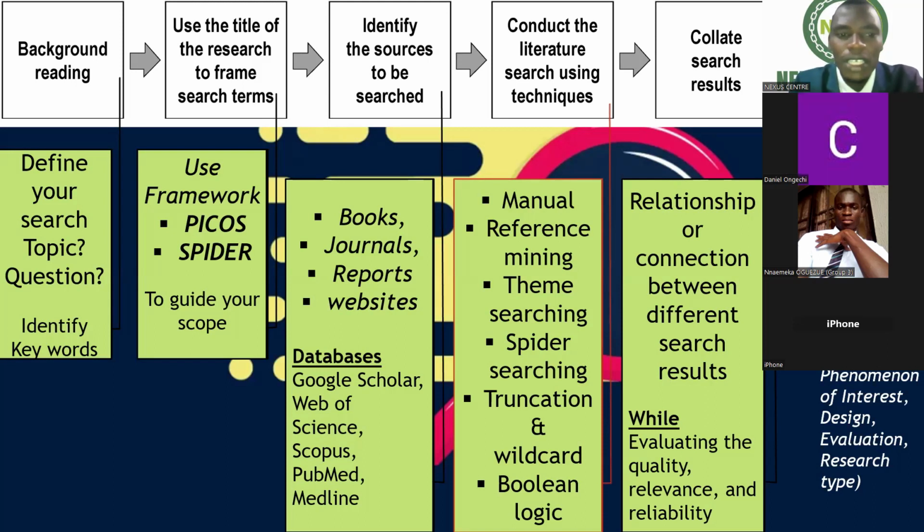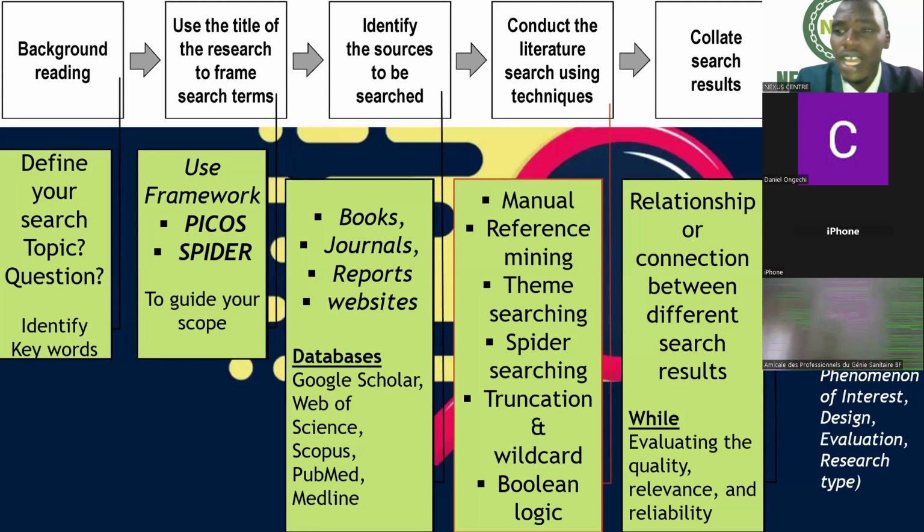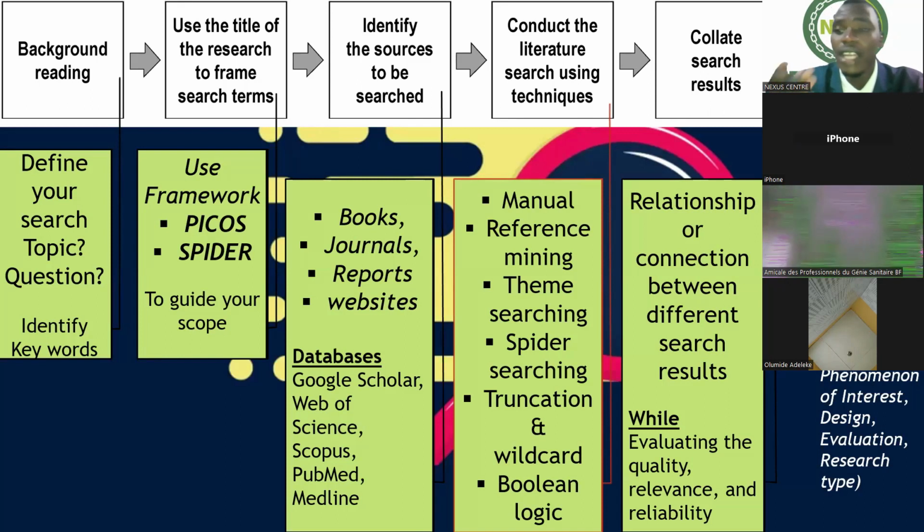After picking out your keywords using the framework, what next is to identify the source from where you're going to get the literature, from which you're going to pick out these articles. The sources could be books in a library, journals, reports, or websites. Journals, you definitely know we usually find under a database like Google Scholar, Web of Science, Scopus, Medline, and PubMed. After identifying the source, you can input your PICOS, and we shall get into that. So the next step after deriving all that and knowing the source is entering your keywords into the database, and that's when you can get literature.